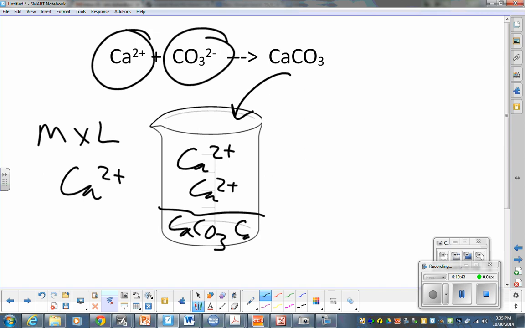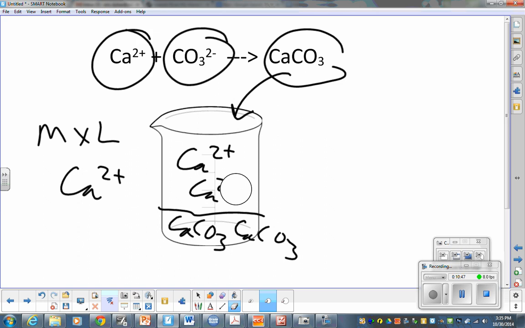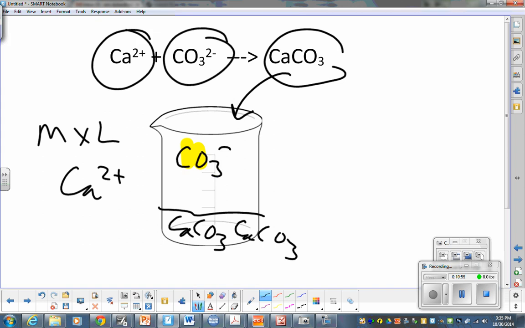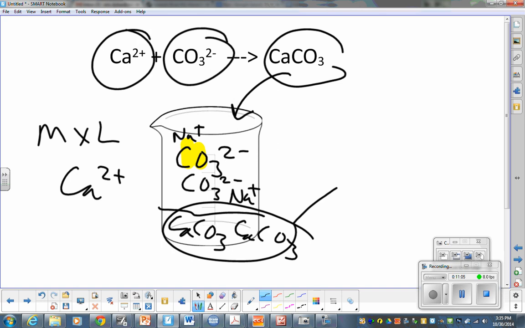So in the end, there is no more calcium floating around. There will be some excess carbonate, so CO3 2- will be left over, and of course the Na+ that is already in there, a spectator ion, will be floating around the beaker. Ultimately, we're trying to find the mass of this, the theoretical yield. Then we'll filter it, dry it, and calculate out the hardness of water.